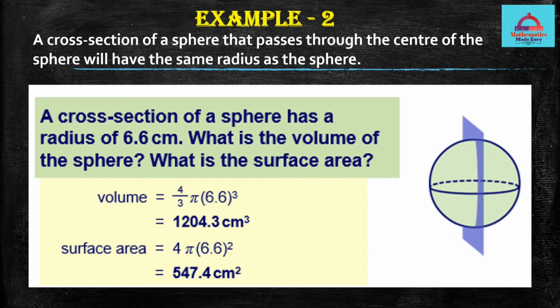So the question reads as: a cross section of the sphere has radius 6.6 centimeters. So I will just highlight. The cross section of this sphere has a radius equal to this one. So the radius of the sphere, or the radius of this cross section, is given to you as 6.6.